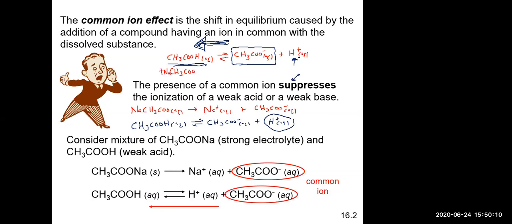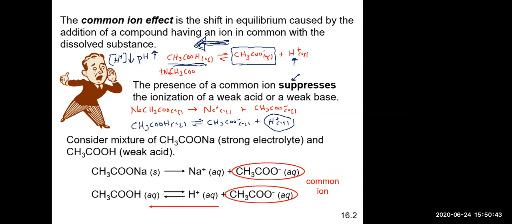And when the concentration of H+ goes down, in terms of the pH, you should know that the pH goes up. Now, it won't go basic or anything like that, but in comparison to the original pH of just the weak acid by itself to the pH of the weak acid with a common ion, you will see a rise in the pH in that particular case.